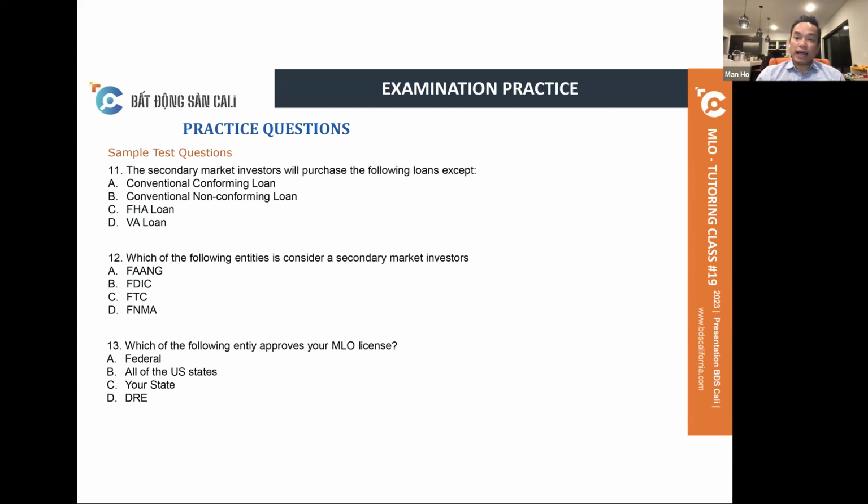When I'm talking about the MLO license, once you pass the test, that's good. That's a nationwide test. But to get the license, you have to apply in each individual state. If you apply for California, then California approves your license. If you apply for Texas, Texas approves your license. Then that's 2 licenses. If you apply for Florida and it's approved, that's 3 licenses. So you kind of see what I mean.